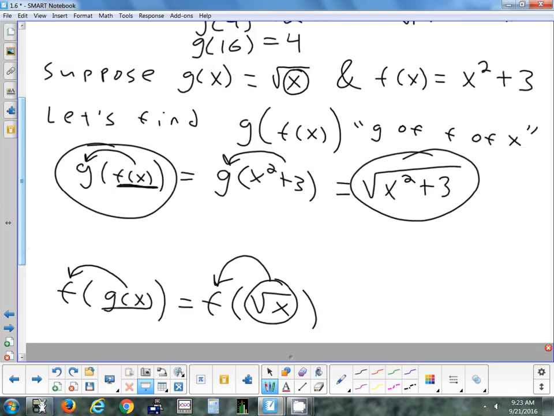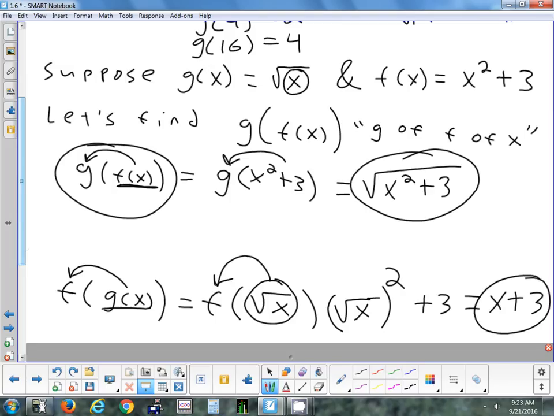In function f, everywhere I have a letter, I'm going to change it to square root of x. So I get square root of x, squared, plus 3. And that does simplify. What does the square root of x squared plus 3 simplify to? x plus 3.